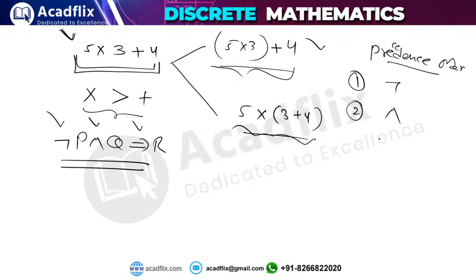The second we have conjunction. The third we have disjunction. The fourth we have implication. The fifth we have bi-implication. So this is the precedence order.